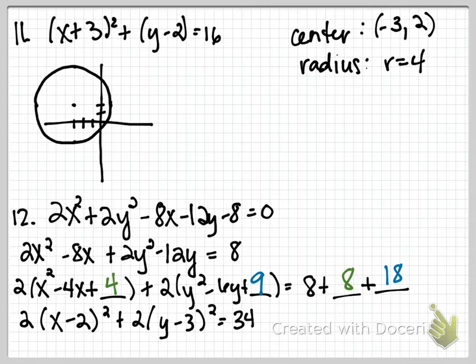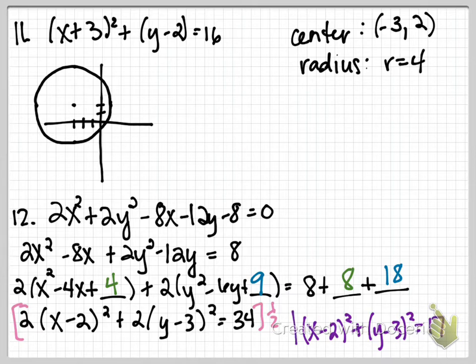And now, in order to get standard form for the circle, I'm going to go ahead and get rid of those 2's that are in front. So I'm going to multiply the entire equation by 1/2, or divide by 2. It's the same thing. And I get my equation of x minus 2 squared plus y minus 3 squared equals 17. That is the equation of your circle. And you are done.